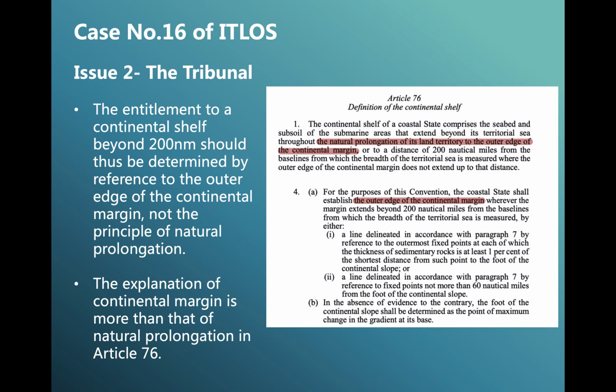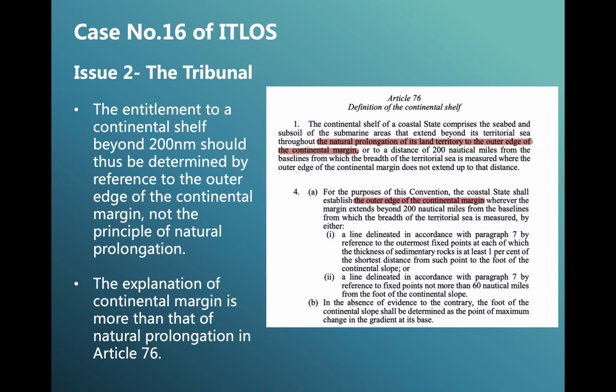The tribunal held that the source of the basis of the entitlement on the issue of delimitation of the limits of continental shelf beyond 200 nautical miles was not the principle of natural prolongation, but the principle of outer edge of continental margin. The reason is that the explanation of continental margin is more than that of the natural prolongation in the text of Article 76.